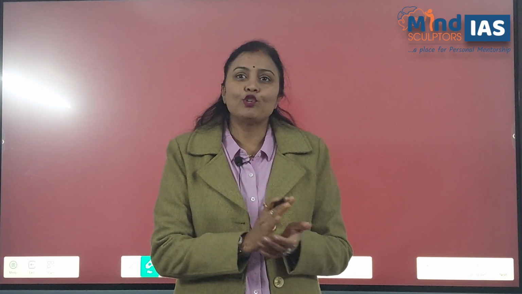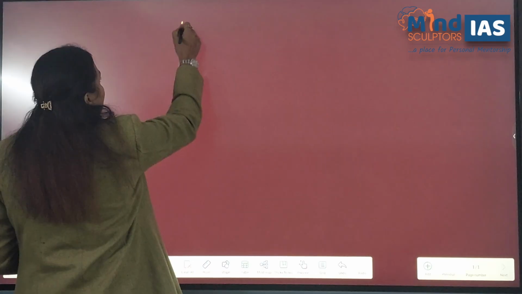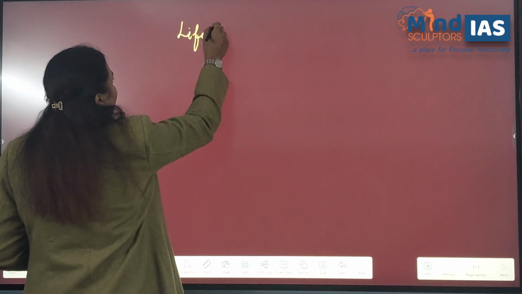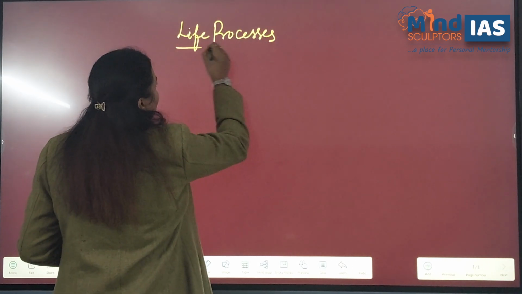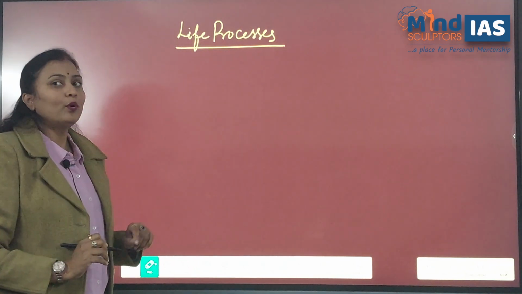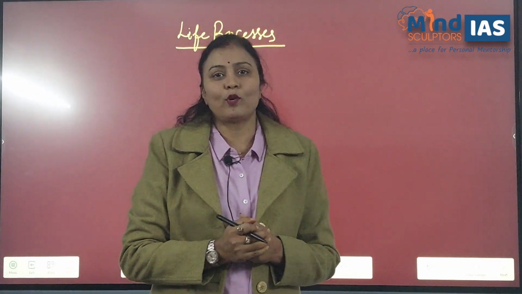Today we are going to start with the NCERT book of class 10th for all UPSC and BPSC aspirants, in which we are going to cover different topics of science. So today we begin with the biology topic, and the first topic in biology in the NCERT book is life processes. So, the name of this chapter is life processes.